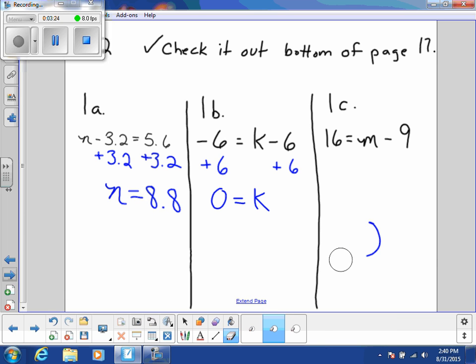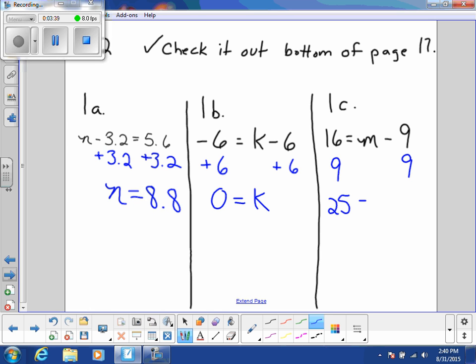1c, very similar. We have to look on the right to see the variable m. M minus 9. The inverse of subtracting 9 would be to add 9 on both sides of the equation. Make sure you have these three examples written down and worked through on your paper, which you will bring to class tomorrow.